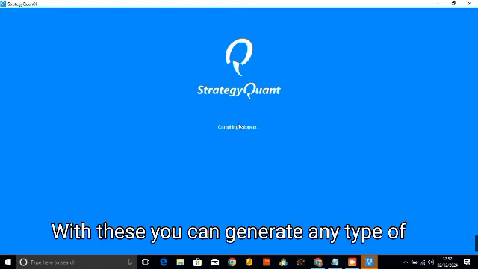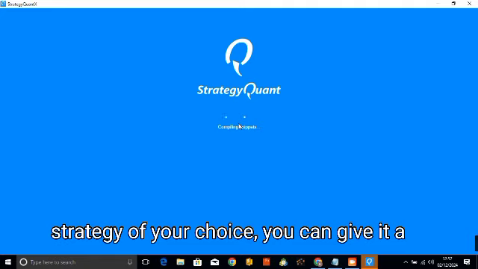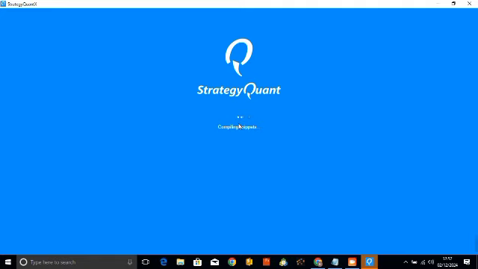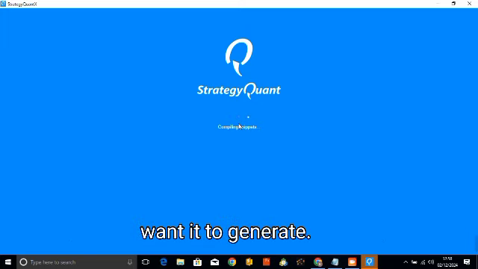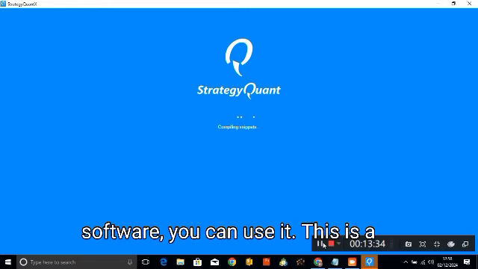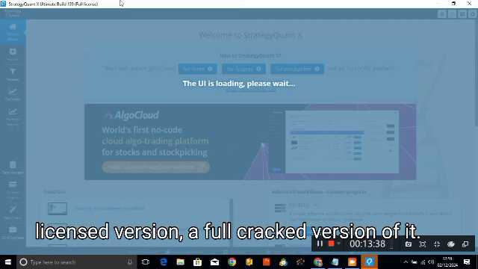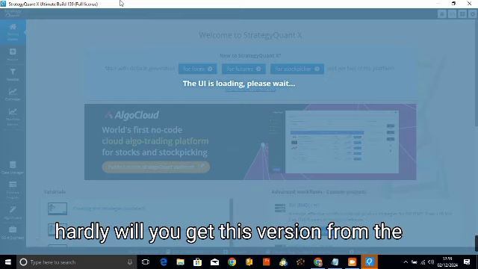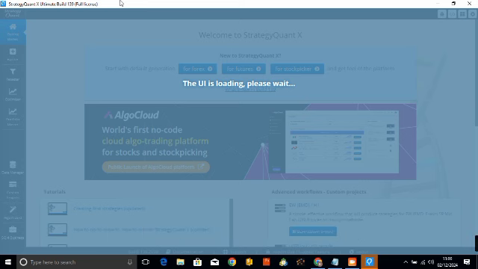With this, you can generate any type of strategy of your choice. You can give it a guideline on what actual strategy you want it to generate. So it's a very easy software to use. Now, this is a licensed version, a full cracked version of it. Hardly will you get this version from the market. You can get it from Google.